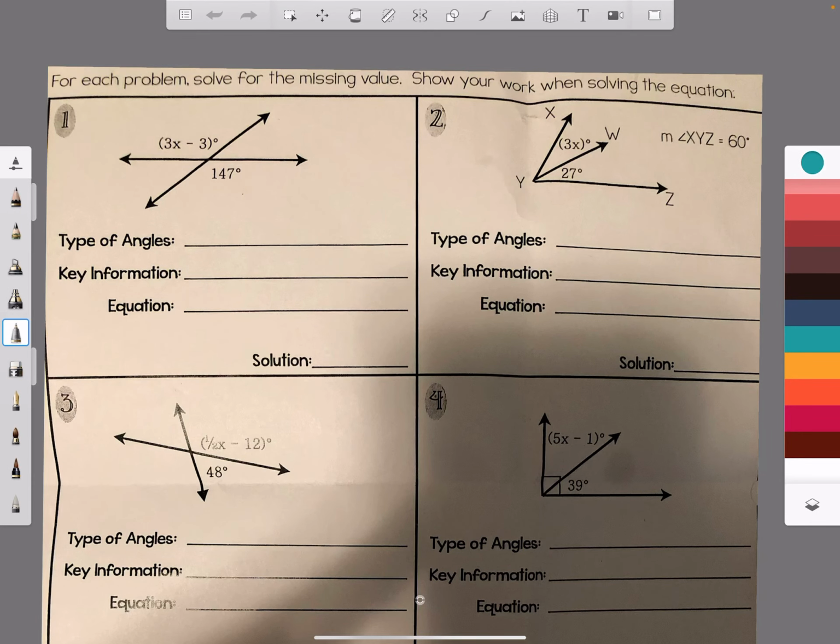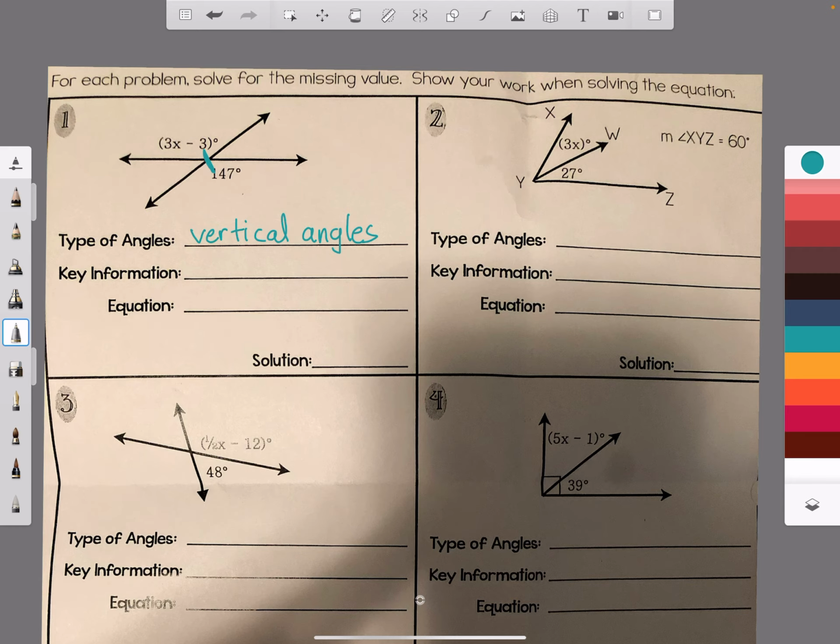Okay, I'm not 100% sure of the names of the angles or the types of angles, so you might want to double check on these ones. The type of these angles are vertical angles, I believe, because vertical angles are angles that are opposite each other when two lines cross, and they always equal the same thing.